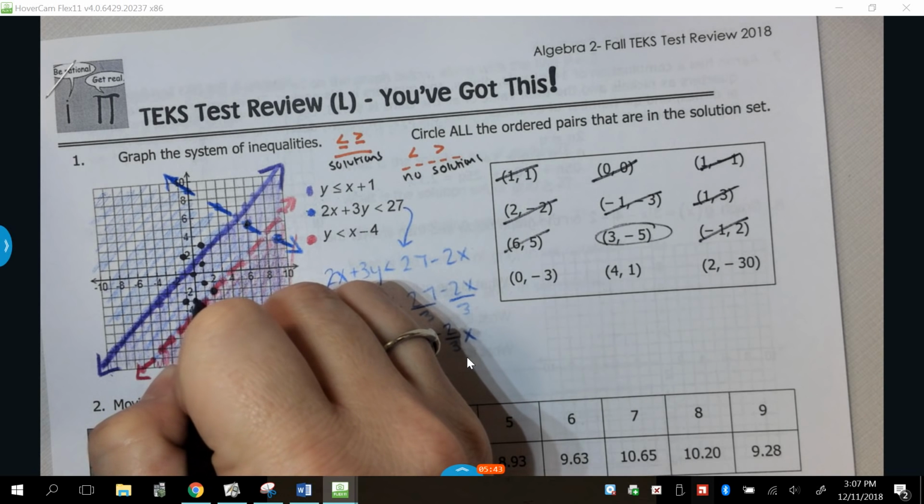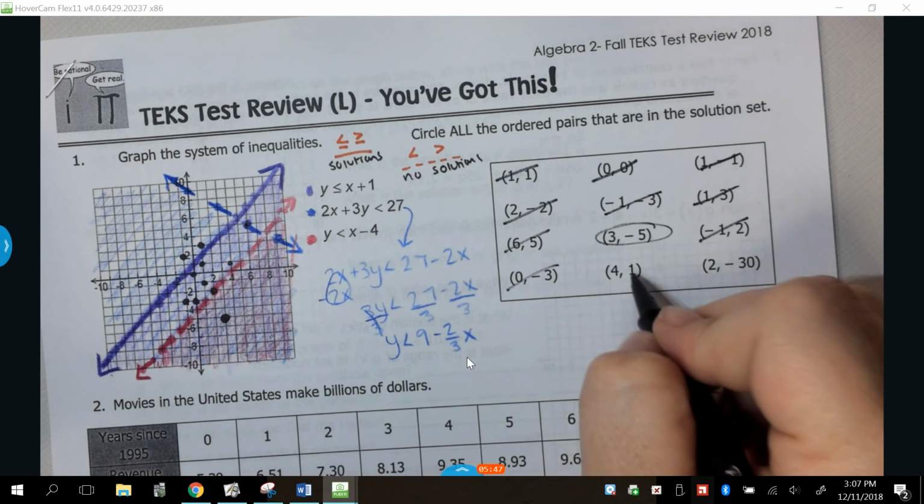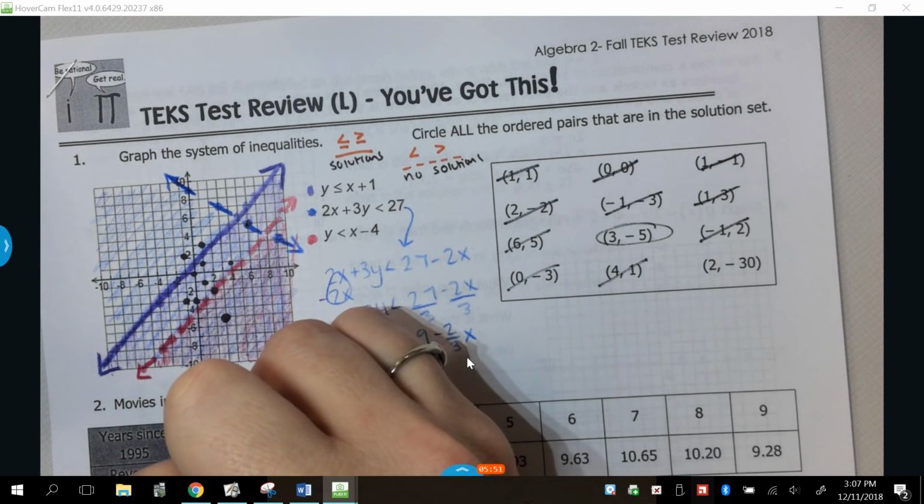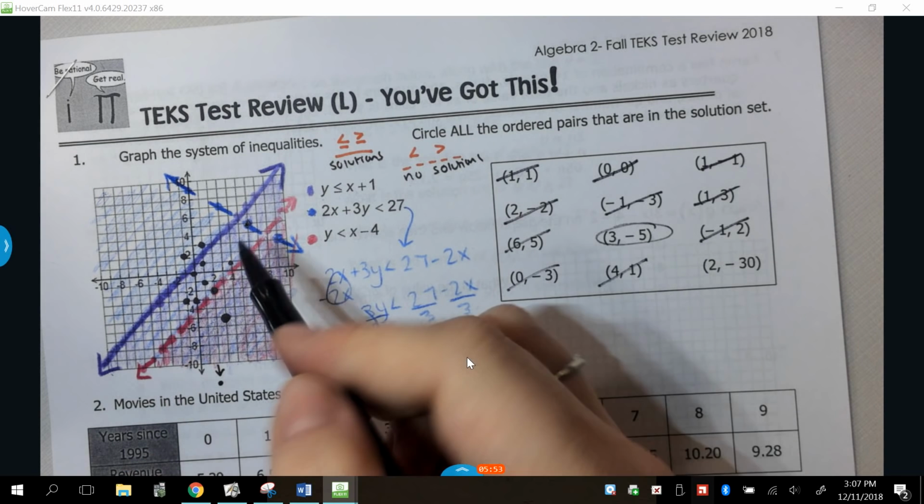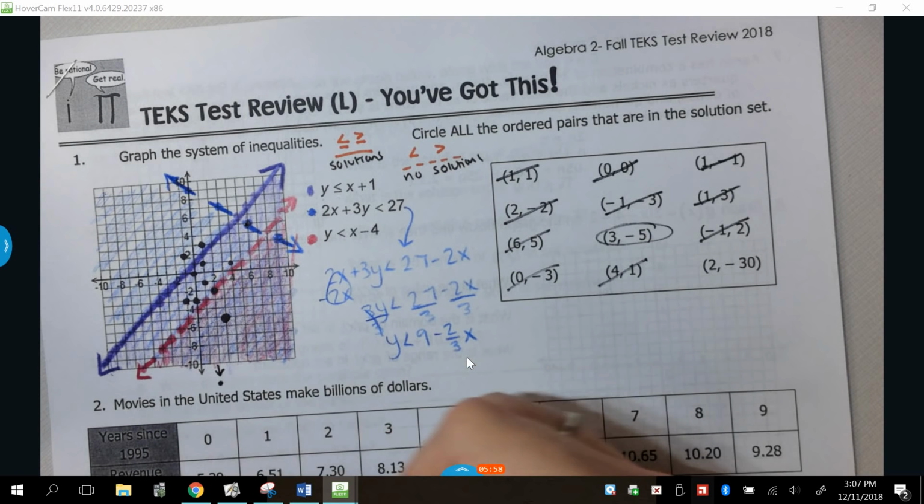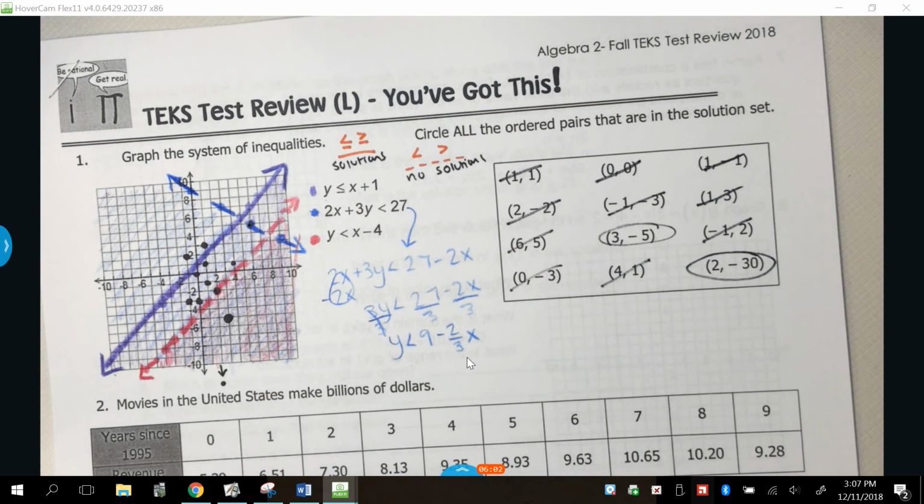0, negative 3, it's not a solution to all three. 4, 1, not a solution to all three. Now this one's not actually on the map. 2, negative 3, which will be way down here. Okay? Will be a solution to all three because this is shaded below, this is shaded below, and that's shaded below, which is all in this direction, so this one will be a solution as well.